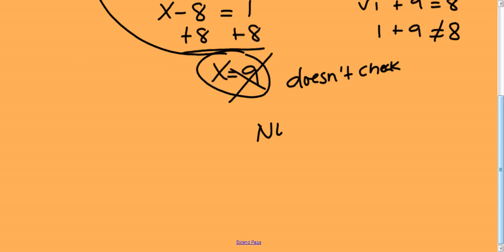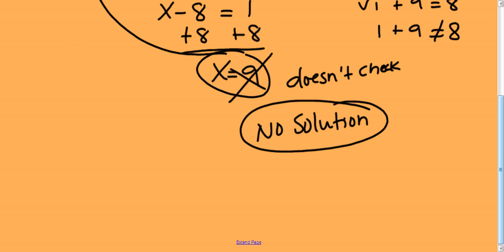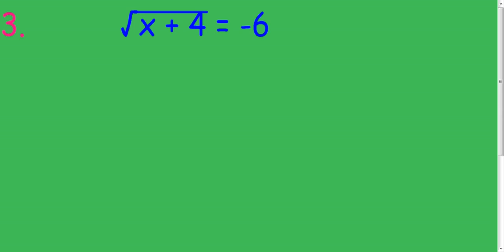And so my answer should be no solution. X equals 9 then would be what's called an extraneous root. It looks like it works, but when you plug it in to check it, it doesn't work. Okay, here's another one that I'll just give you a hint.